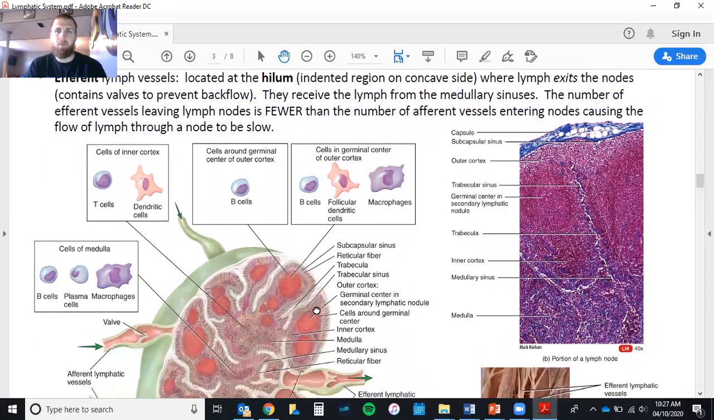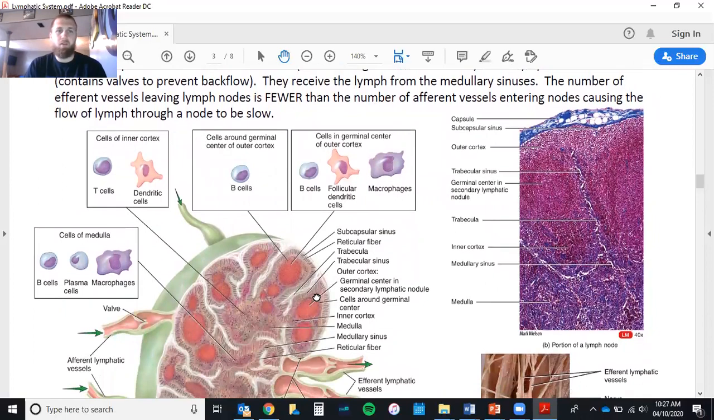They receive the lymph from the medullary sinuses. The number of efferent vessels leaving the lymph nodes is fewer than the number of afferent vessels entering the nodes, causing the flow of lymph through a node to be slow, as I mentioned.